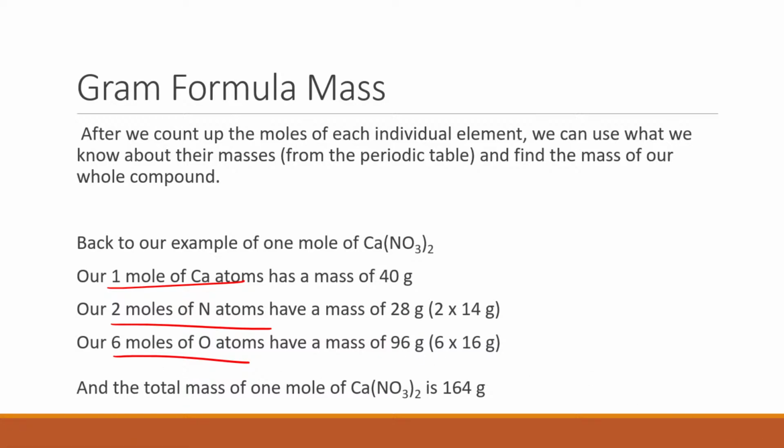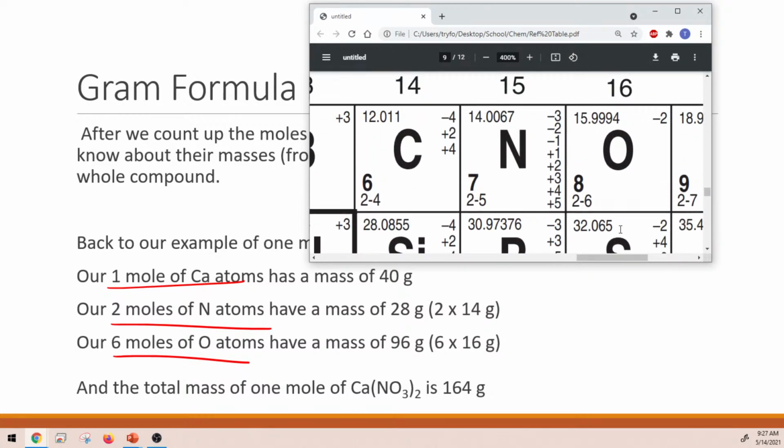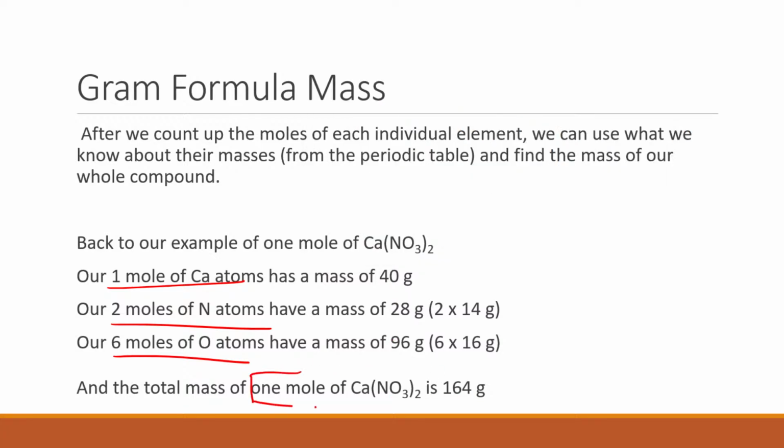What about nitrogen? Go back over here. We find nitrogen. 1 mole of nitrogen weighs 14 grams. We have 2 moles of nitrogen, so we're going to double that. We're going to get 28 grams. 6 moles of oxygen atoms. 1 mole of oxygen atoms weighs 16 grams. We're going to multiply that by 6 to get a total of 96. And then we're going to add these 3 things together to get our total mass of 1 mole of calcium nitrate, which is 164 grams.